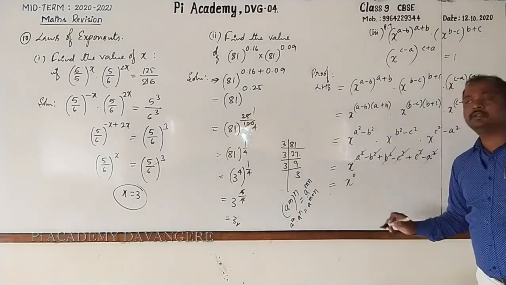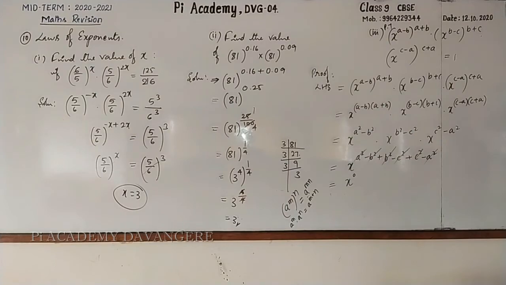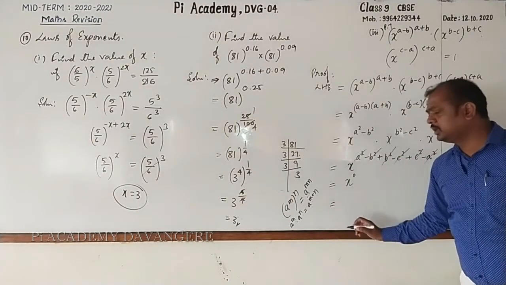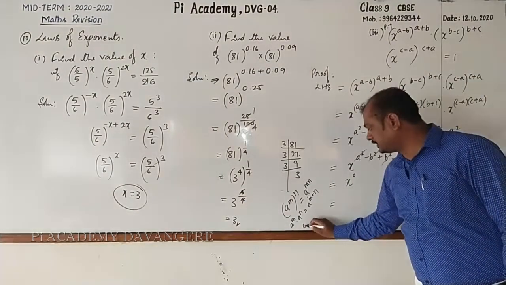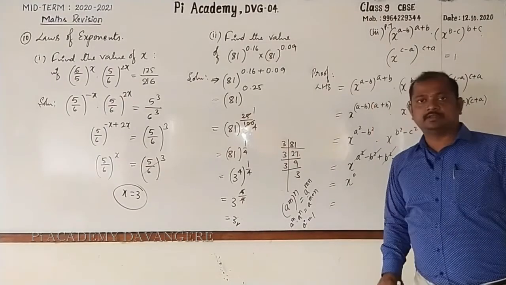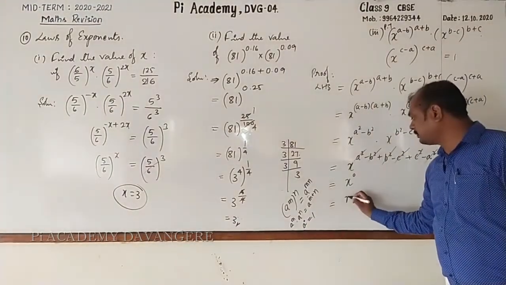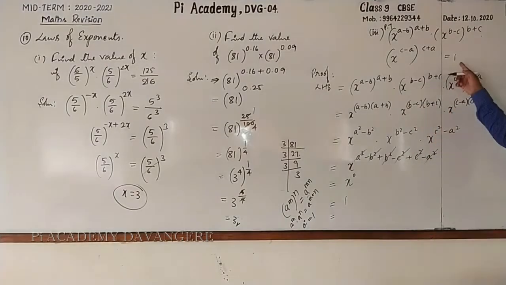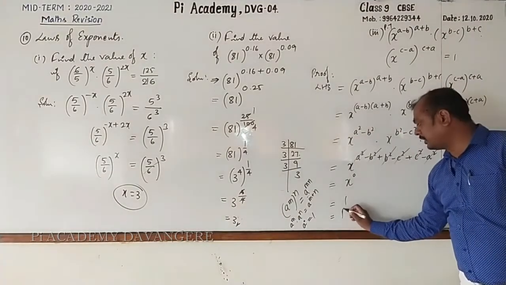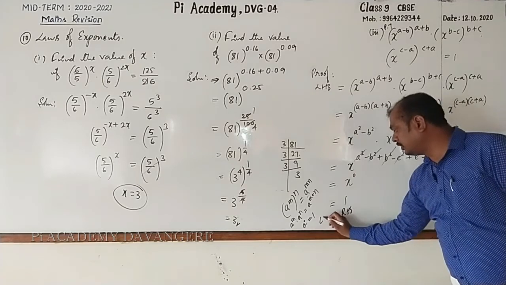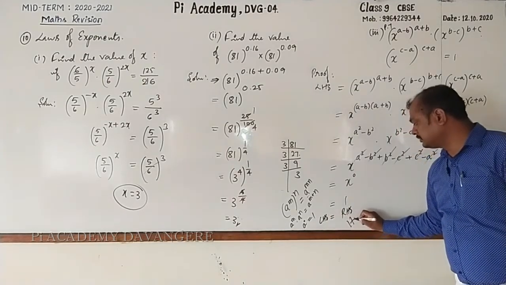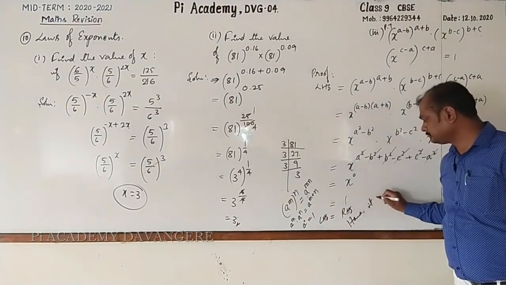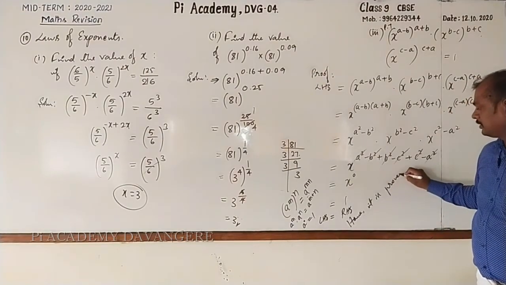What will remain in the power? It is 0. We all know that anything raised to the power 0 is 1, so x raised to the power 0 will also be 1. Observe what is in the RHS: this is 1. So LHS equals RHS. Hence, it is proved. Followed? Yes.